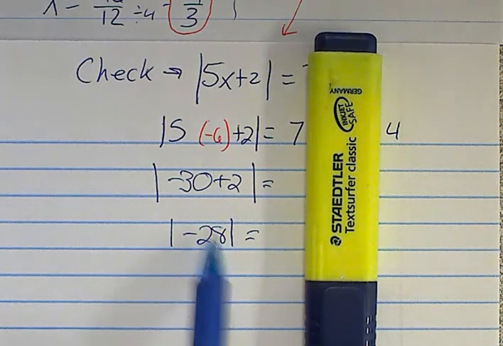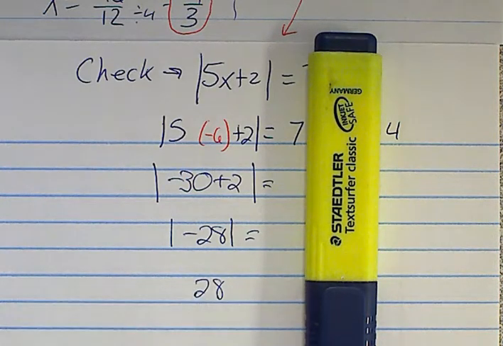Alright, now if you take the absolute value of any number, it makes that number positive. So if we take the absolute value of negative 28, that's really just a 28.